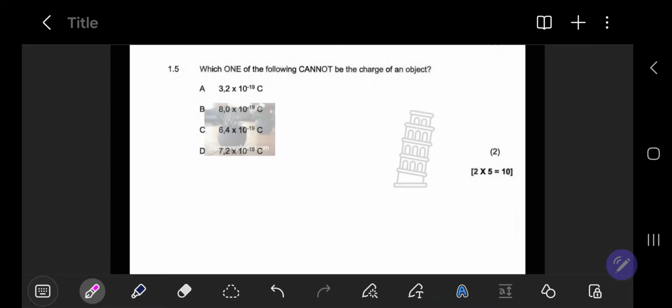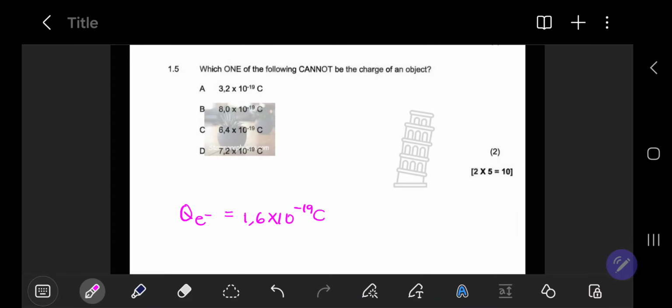Now we have 1.5, which says, which one of the following cannot be the charge of an object? So this question is testing you on electrostatics, particularly the quantization of charge. And we know that the quantization of charge states that all charges in the universe consist of an integer multiple of the charge on a single electron. So the question is, what is the charge of a single electron? That's going to help us get to the answer.